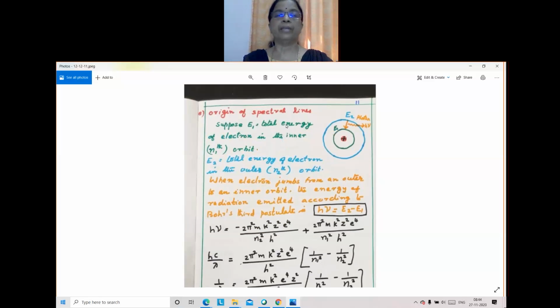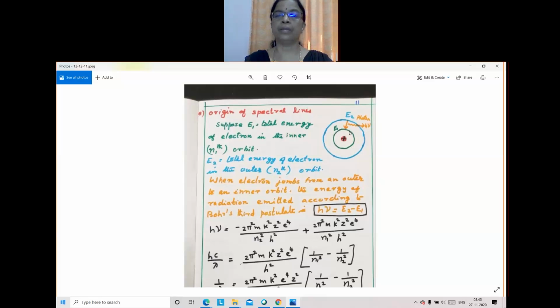So that is what we have to find out, the origin of the spectral lines. How do we get the spectral lines in the hydrogen atom? How is the Lyman series observed? How is the Balmer series observed? That we have to study. Suppose this is the positively charged nucleus, and here I have shown two orbits, E1 and E2. The radius is different, so the energy also will be different.